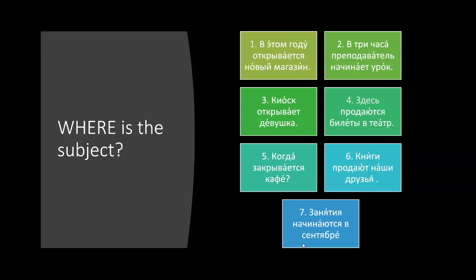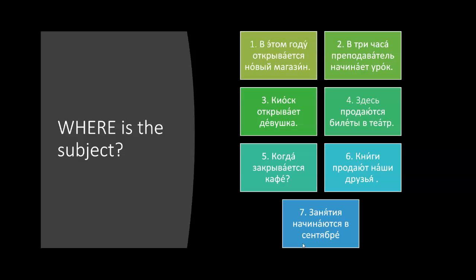5. Когда закрывается кафе? What is the subject? Hopefully we realize that кафе is the subject. It's a place. 6. Книги продают наши друзья. Like number 3, this is pretty hard. What is the subject though? Hopefully by now you realize that наши друзья is the subject. It doesn't make sense otherwise, and we would have to change the form of the person to make it the direct object. So our friends are selling books or sell books.